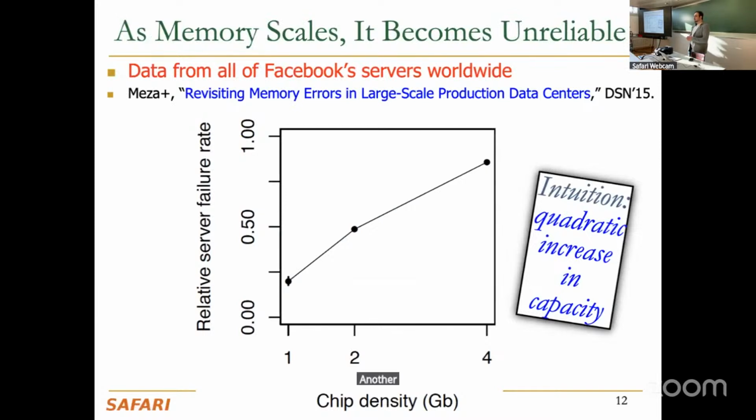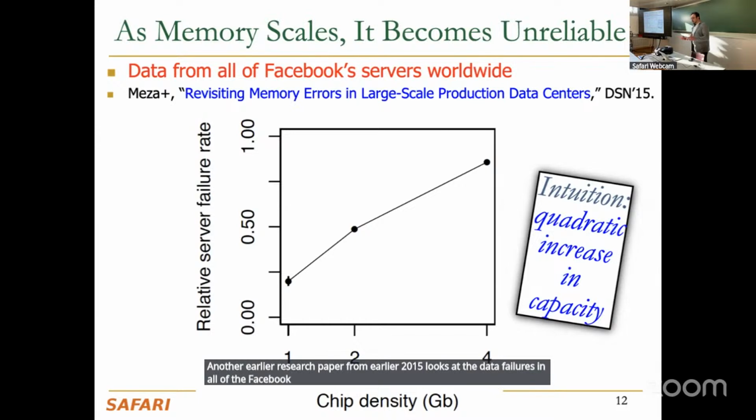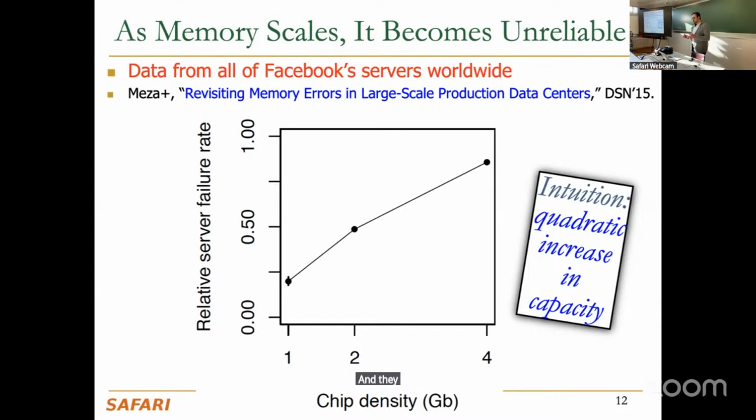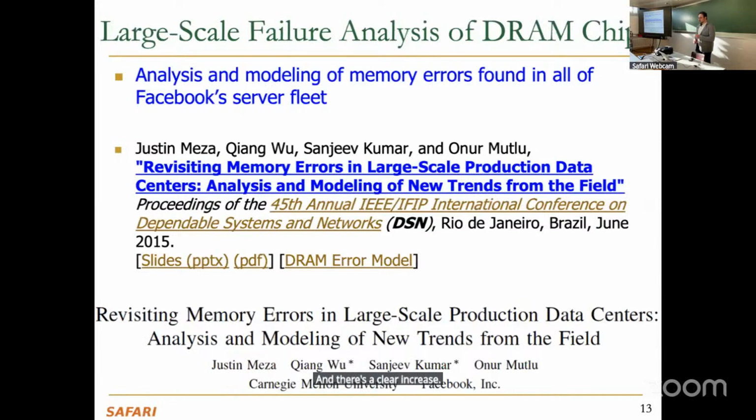Another earlier research paper from 2015 looks at the data failures in all of the Facebook servers worldwide, and they show that you get more server failures as your DRAM chips get denser. On the x-axis, you see the DRAM chip density in gigabits, and on the y-axis, you see the failure rate. There's a clear increase. There's a full reference for that paper. This shows us that memory scaling is really challenging today. It reduces robustness, although it increases capacity, and we need to be careful about that.